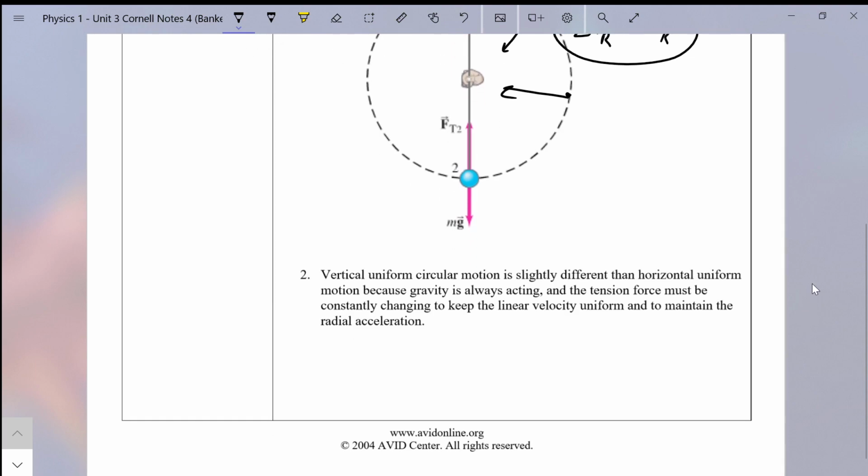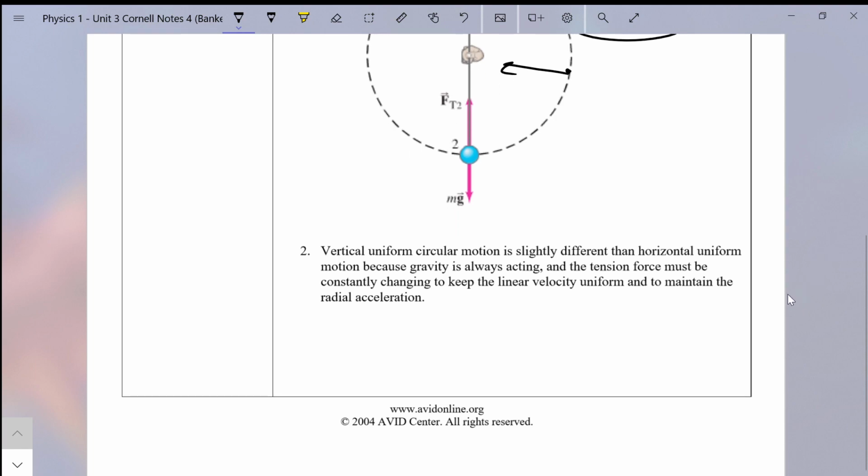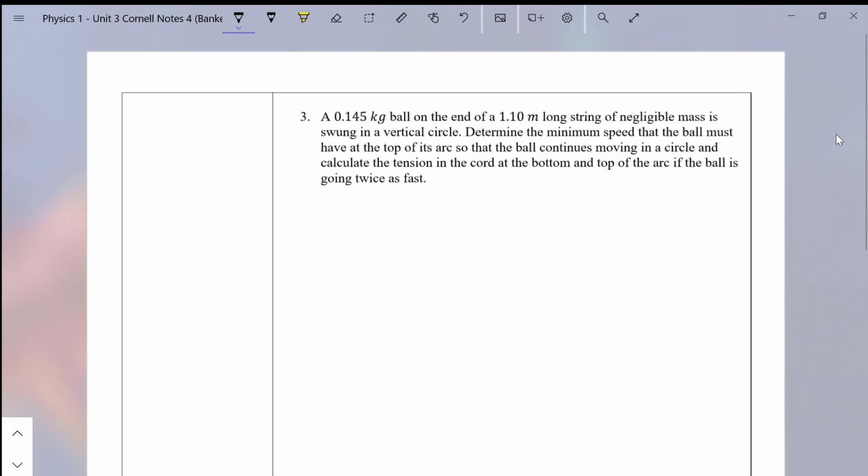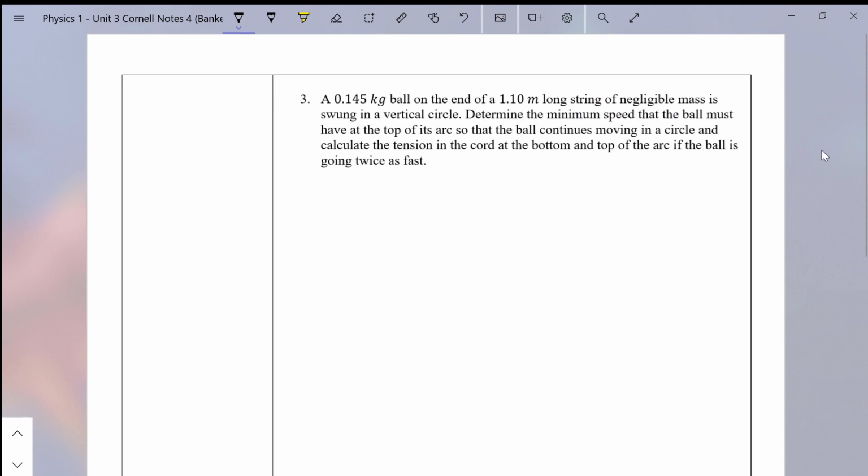So vertical circular motion is slightly different from horizontal uniform motion because gravity is always acting and the tension force must constantly change to keep up with linear velocity and to maintain the radial acceleration. So there are a bunch of problems we could do with that.